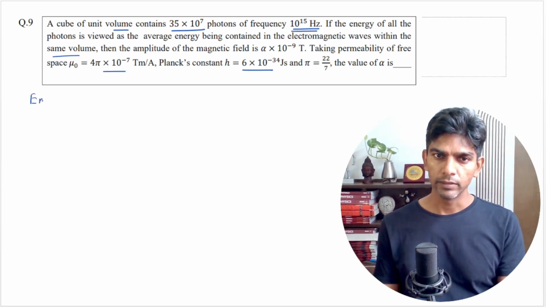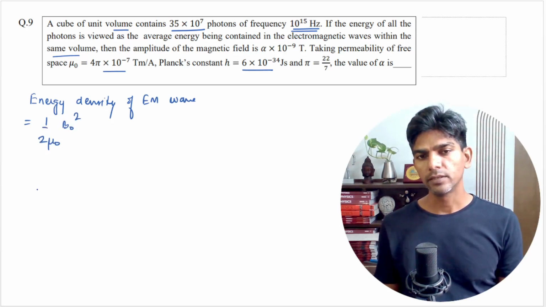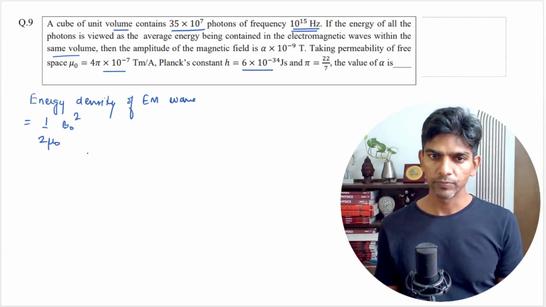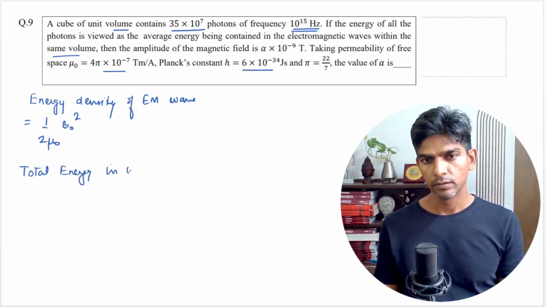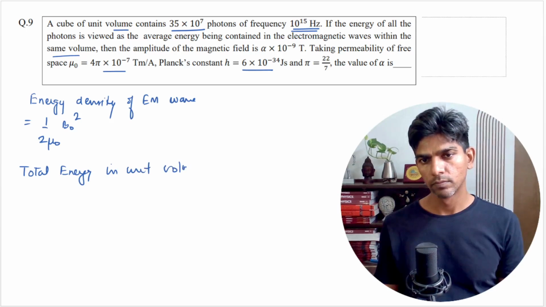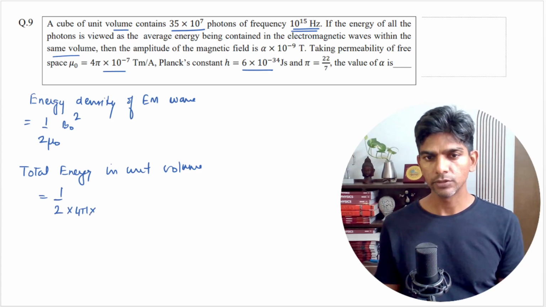and we know that the energy density of EM wave is 1 by 2 mu naught B naught square. Now if you multiply this energy density with the volume, which is given as 1 unit, it will give us the energy, right? So total energy in unit volume will be 1 by 2, mu naught is 4 pi into 10 raised to power minus 7, and B naught we have to calculate, right?